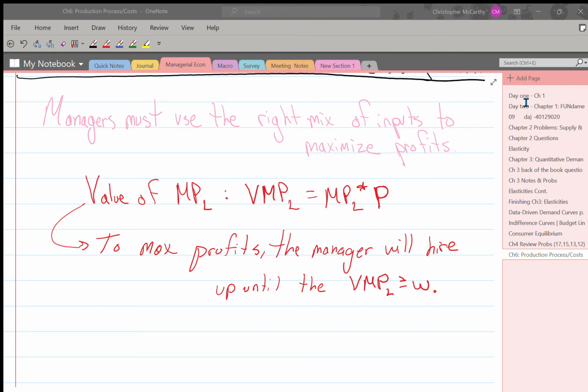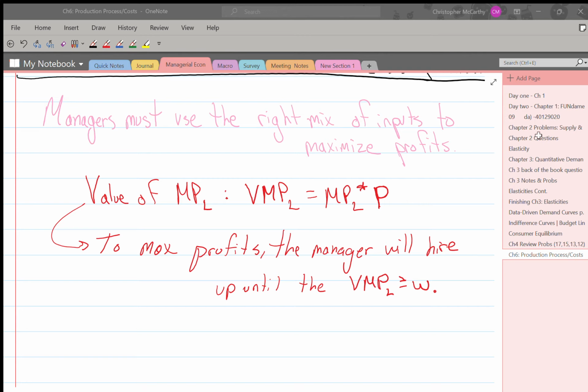And then we're given a wage. We are given a wage. So this is another thing that's given. We're told that every labor costs $400.